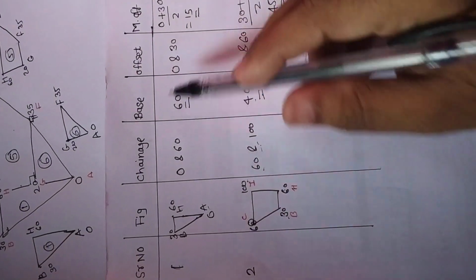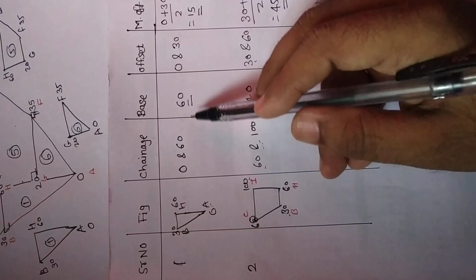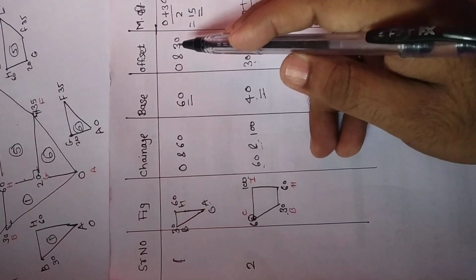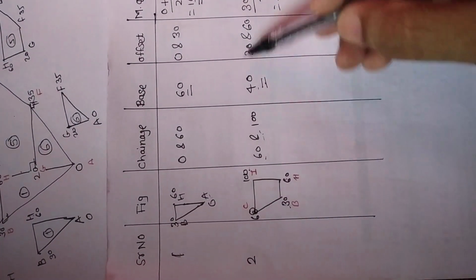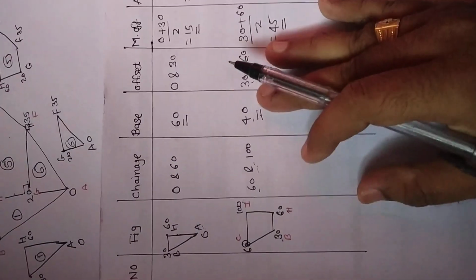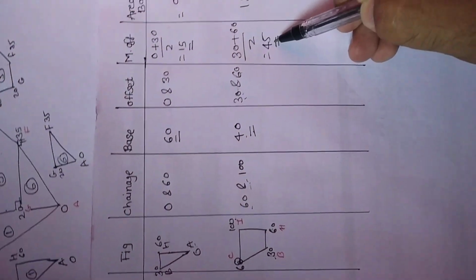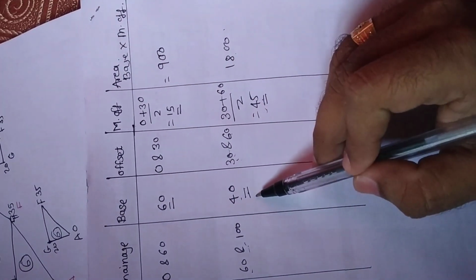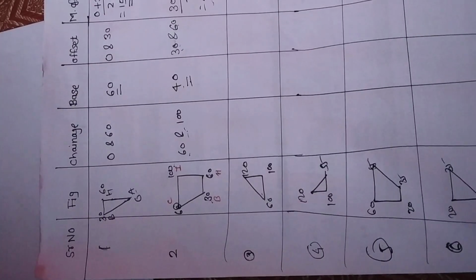Similarly, in the above figure, there is no point on the left or right side, hence I am writing 0 here. At 60 the left side is 30, so I am writing 30 here. Similarly at 100 the left side is 60, so I am writing 60 here. The mean offset is 30 plus 60 divided by 2, which is equal to 45. The area is the mean offset into the base, which is equal to 1800. Similarly, calculate all the areas.